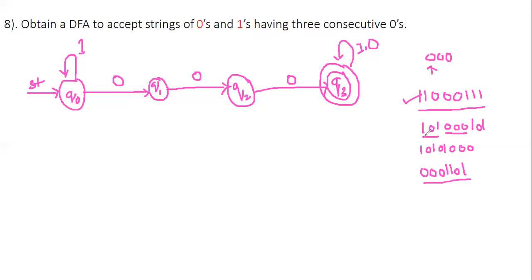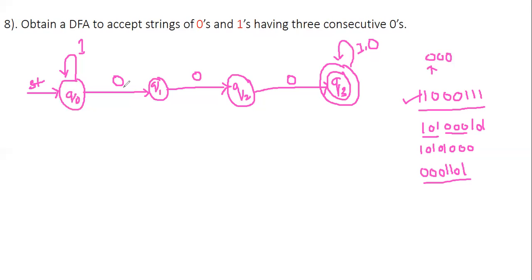Now, what about this kind, like 1 0 1 if we have? When we get the first 1, we will be remaining in Q0. Later we have a 0, so we will be coming to Q1. Now the input value is 1 exactly, right? Do we have any transition for 1 in Q1 and Q2? We don't have. But for Q0 and Q3, we got all the possible transitions for 0 and 1.